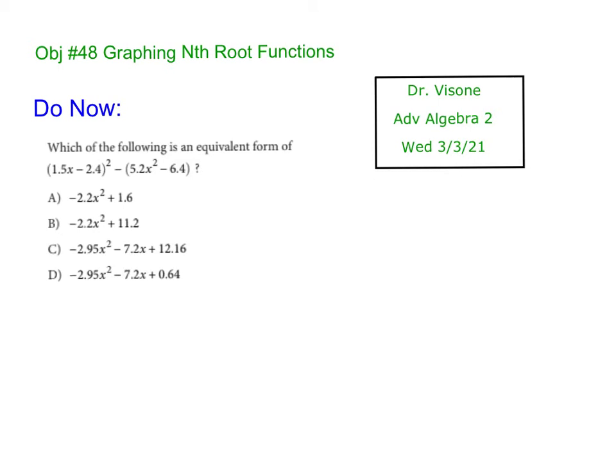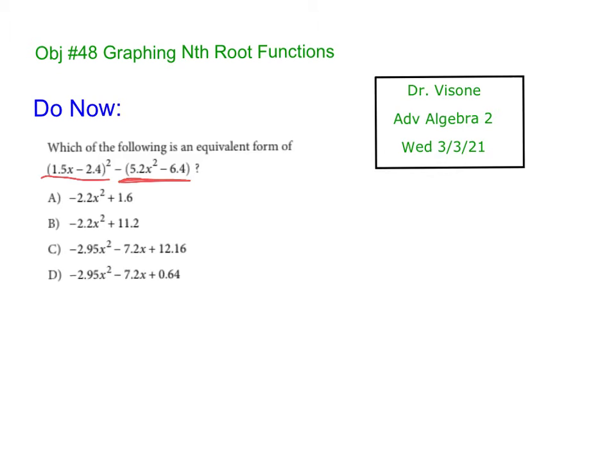All right, so pause. I think this is a calculator problem because of the decimals, so you can use your calculator to do this. All right, so I actually didn't use a calculator. What I looked at was, okay, I have 1.5x minus 2.4 squared. So that's going to give me a trinomial. And then I'm subtracting off this.